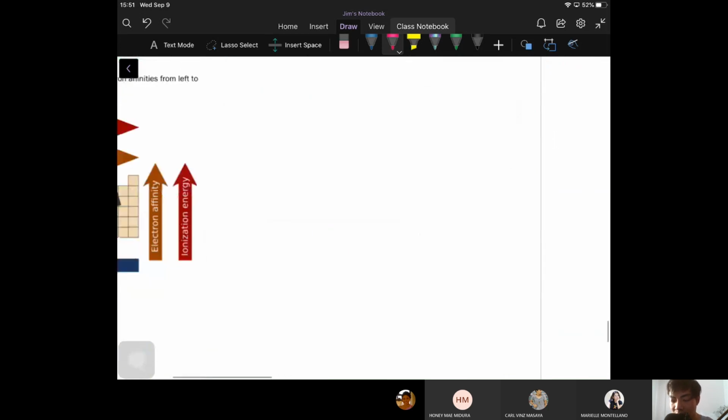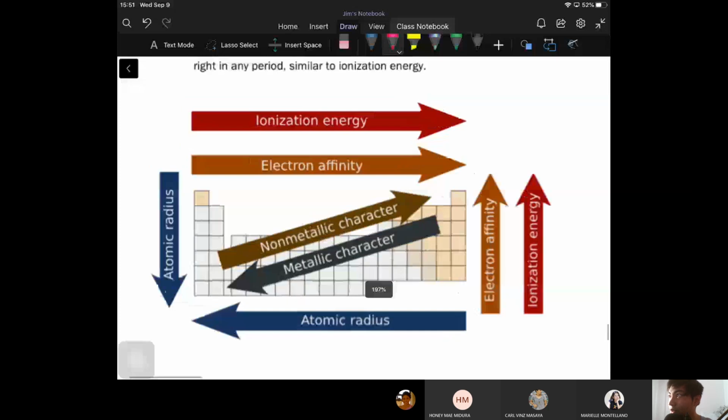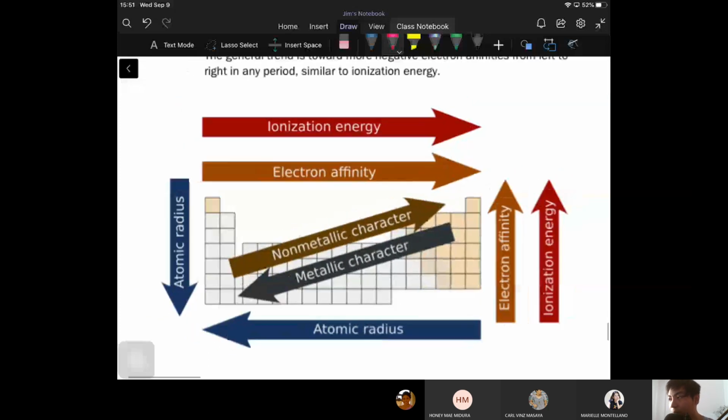Or mas mataas yung electron affinity. Okay, so in summary, wala na tayong gagawin masyado doon. Kasi same lang sila ng trend. So in summary, this is our periodic trends. As you go down the periodic table, your atomic radius increases because of the increased energy level. Your electrons start filling the higher energy level. Hence, lumalaki yung atom size.